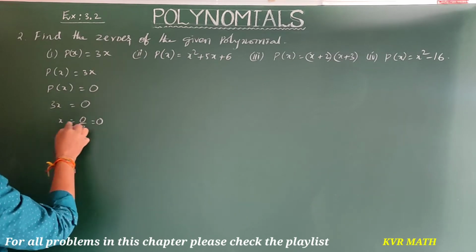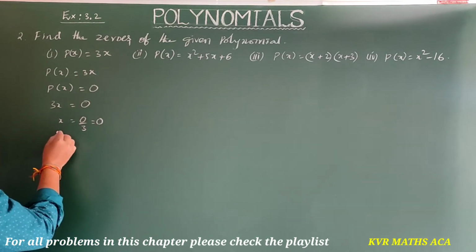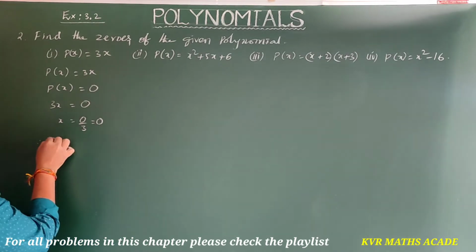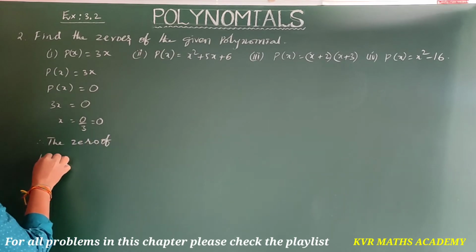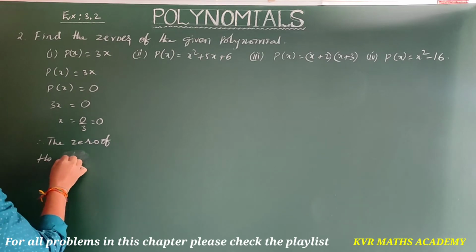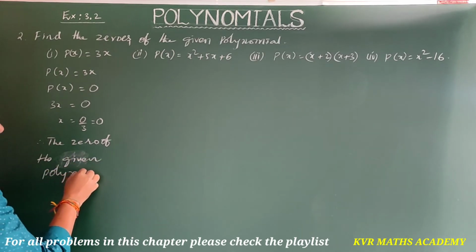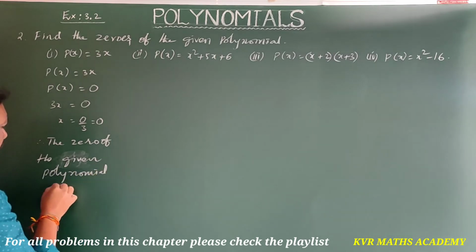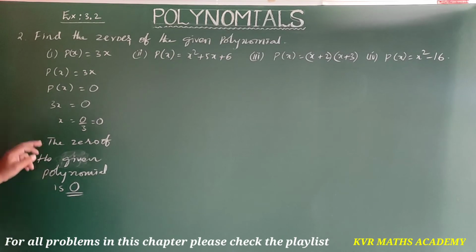That is how much? x is equal to 0. So what can you write here? The zero of the polynomial, zero of the given polynomial is how much? Yeah, 0. Zero of the given polynomial is 0. Right, we got 0 only, no?